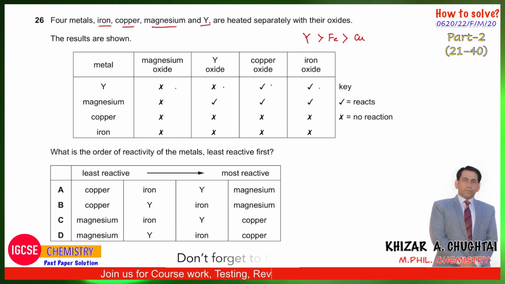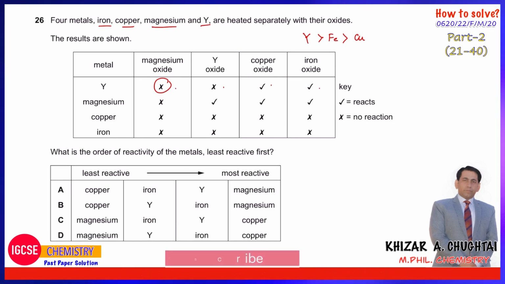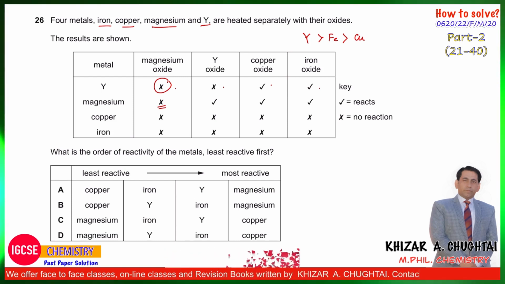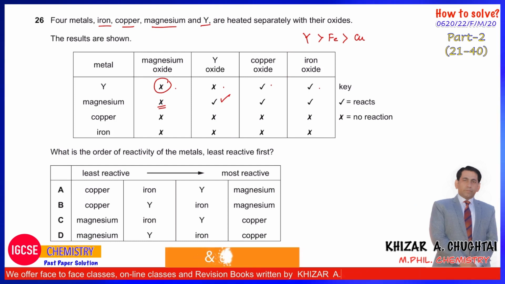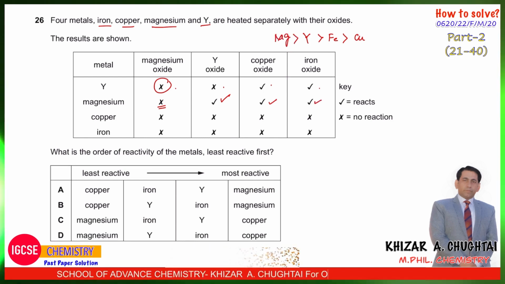The next one, Y is less reactive than magnesium, as it is not going to displace the magnesium. Magnesium is not going to react with the magnesium oxide. Yes, correct. It is going to react with the oxide of Y, displacing the Y from its oxide. Yes, copper, iron. So magnesium is confirmed to be more reactive than Y. Then Y is more active than iron, and so on.